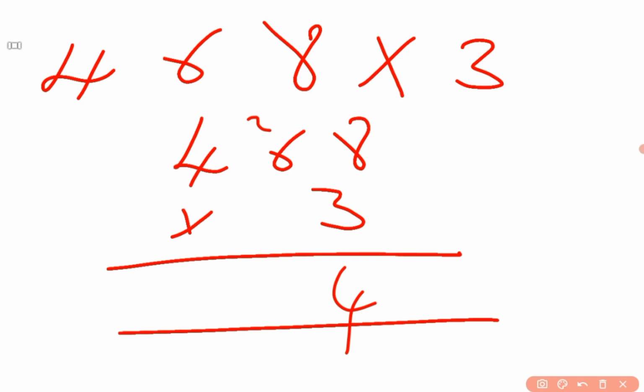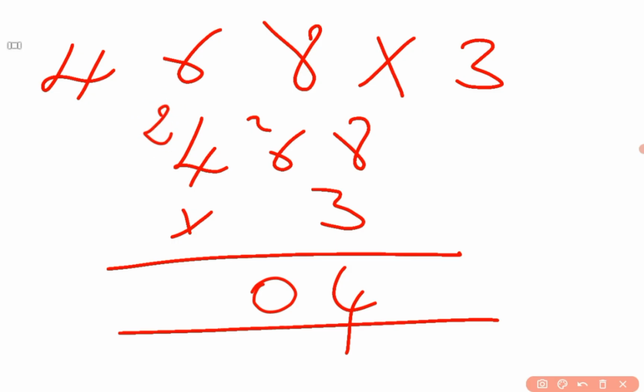Now 3 times 6 is 18. 18 plus this 2 that you carried is now 20. Will I write a 20 here? No. I'll write 0 and carry 2. So instead of writing 20, I'll write 0 here. I'll put 2 here.